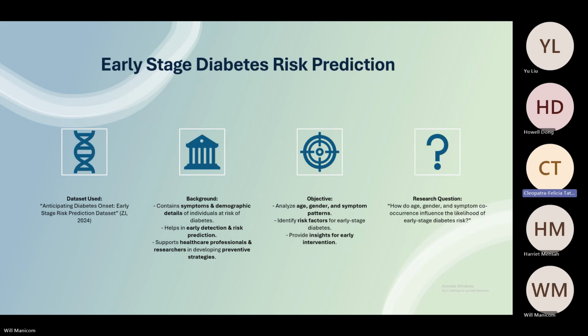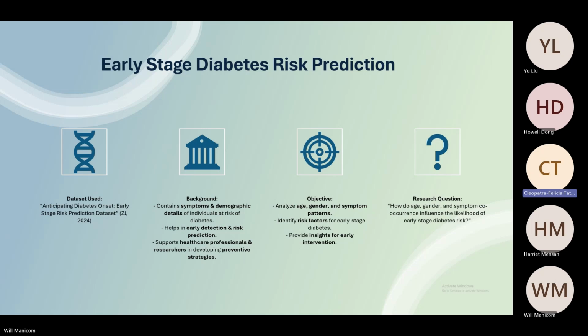So for the purpose of this project, the dataset we are using is titled Anticipating Diabetes Onset Early Stage Risk Prediction Dataset, created by Kaggle Expert ZJ in 2024. This dataset is particularly valuable as it contains crucial information about individuals who either exhibit early signs of diabetes or are at risk of developing it.